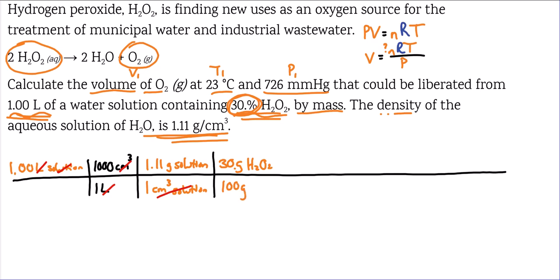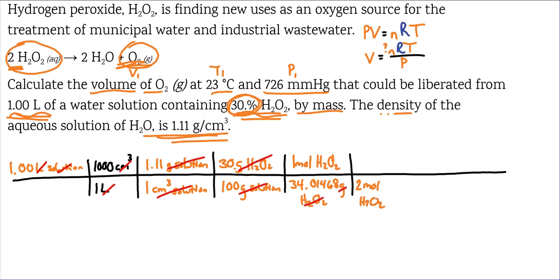You'll notice grams of solution is now gone, grams of hydrogen peroxide is left, and now I can use my molar mass of hydrogen peroxide to determine how many moles of hydrogen peroxide are there. After that, I'll use the balanced chemical equation to determine how many moles of oxygen would be liberated. When I look at the balanced chemical equation, I see that for every 2 hydrogen peroxides, 1 oxygen would be liberated. I can write this scaled up as 2 moles of hydrogen peroxide for every 1 mole of oxygen.